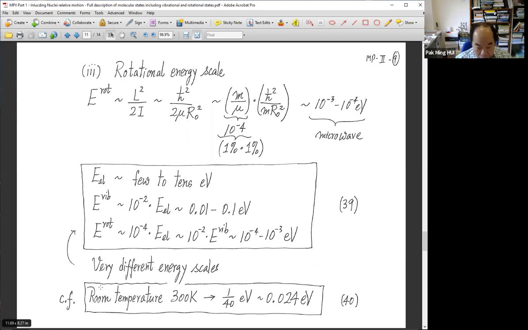You should remember one number for your thermal physics course. Room temperature is 1/40 eV or 0.025. That is more accurate, but if you have this, it's okay. Okay, 0.025 eV. So you know, room temperature means warm, a bit warm, right? 20 something degrees Celsius. So you compare this ballpark range with this, the vibrational one is in the infrared, warm, okay?